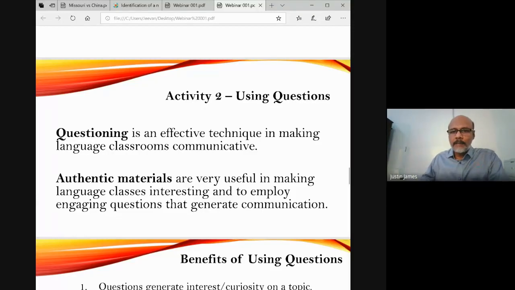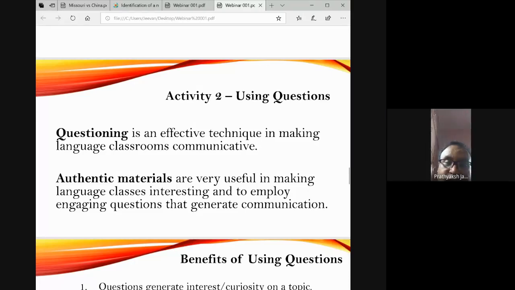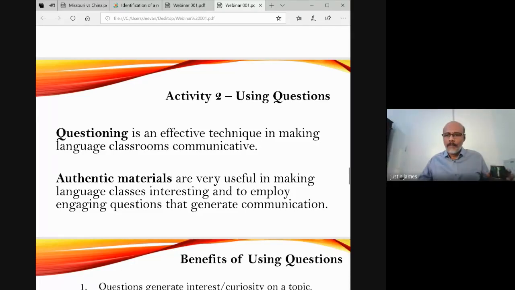Hope you got the idea of using a particular picture in order to enhance the vocabulary of students. Shall I move on to the next activity? Yes, sir. Thank you.